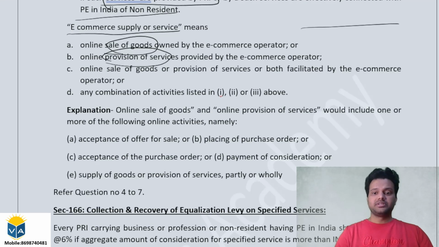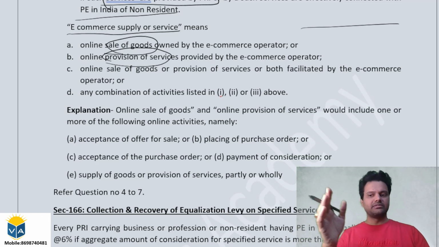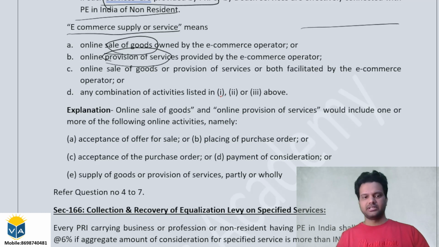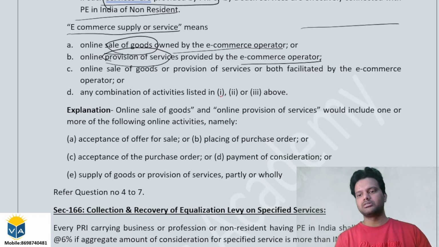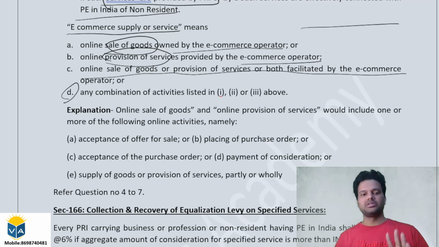Now we will see the definition of e-commerce supply or service. There is nothing new here. Whatever we covered in the provision, the same words will come here. For example, online sale of goods owned by the e-commerce operator, and online provision of service provided by the e-commerce operator. We already covered this: goods or services are both. Online sale of goods or provision of services are both. They just extended this particular point. That is the definition of e-commerce supply or services. Any combination of product and service, which is covered in the above points, is also covered under the definition of e-commerce supply or service.